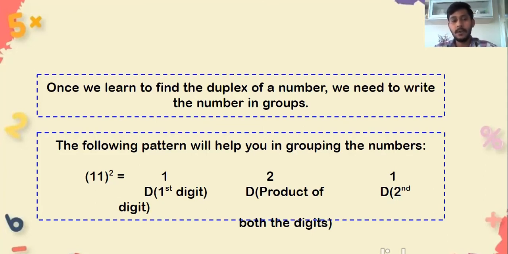How does it come? We will look again. We first find the square of 1, that is always 1. For the second digit, we apply 2ab. Here a is 1 and b is 1, so 2 into 1 will give 2. At the end, we find the third digit by squaring the number b. Here b is 1, and the square of 1 is always 1. So the final answer will be 121.